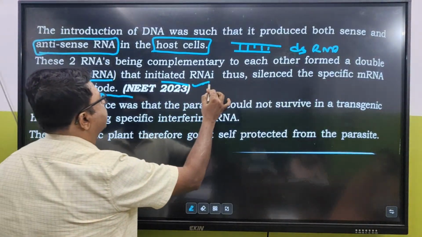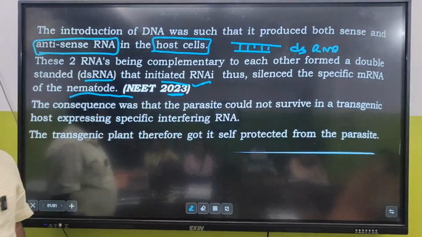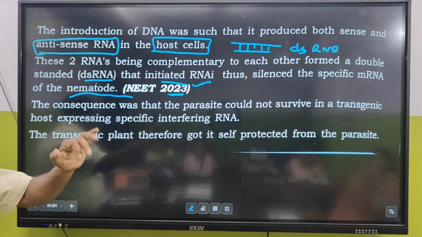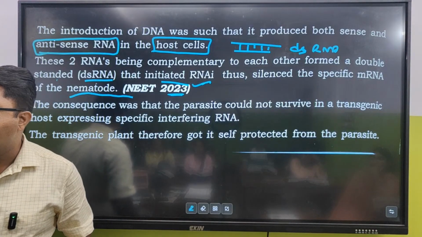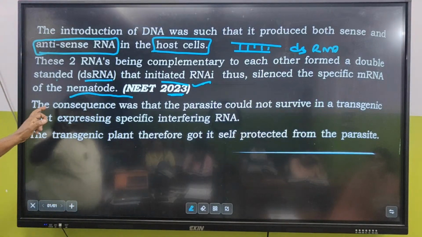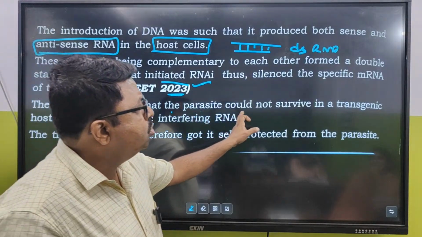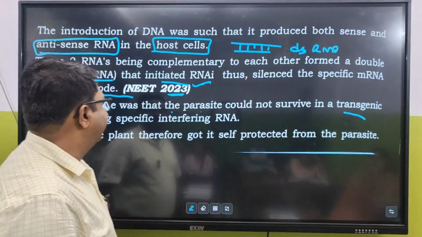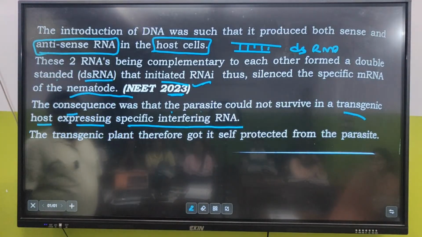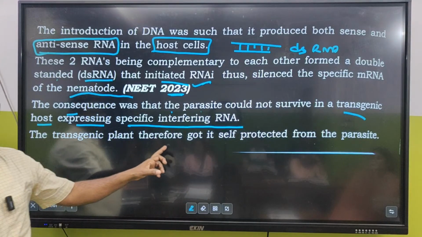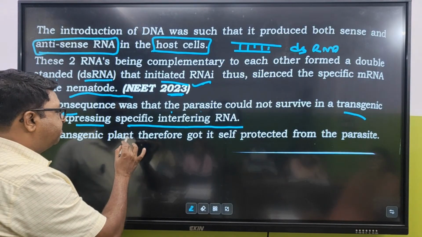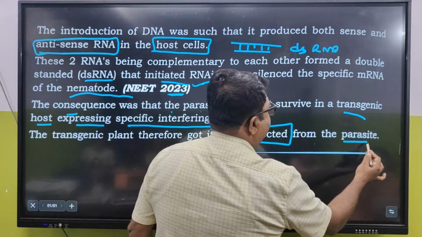But how? It's not in your book, so it's completely NCERT; you cannot go outside the NCERT. But you have got the idea of what RISC is, the meaning of Dicer, and what siRNA is. The consequence was that the parasite could not survive in a transgenic host expressing specific interfering RNA. The transgenic plant therefore got itself protected from the parasite. So the transgenic plant has self-protected from the parasite.